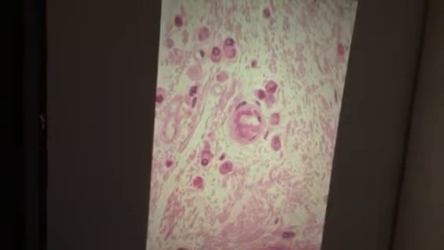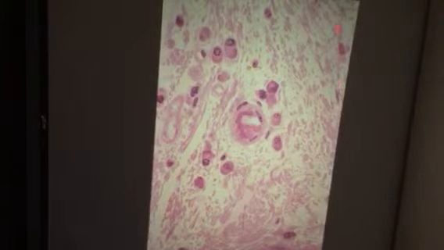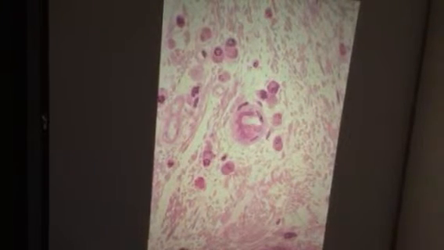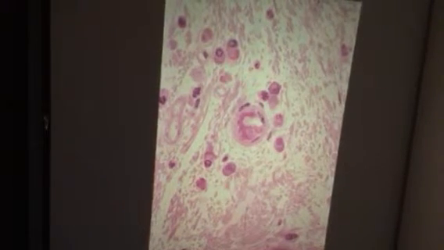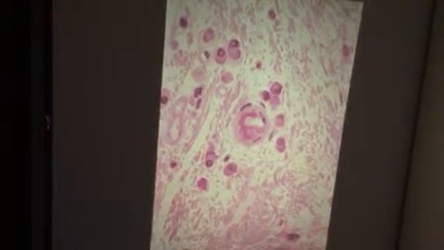Okay, well, this is what kind of tissue right here? Loose connective tissue. A lot of cells, fewer fibers. But if we look at this slide, what kind of tissue is this? Dense, irregular connective tissue.